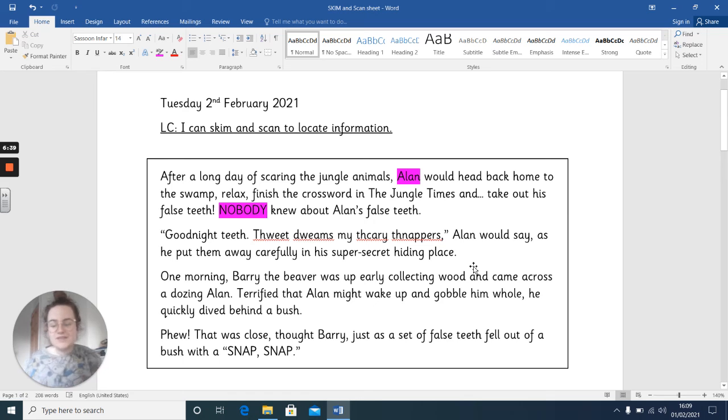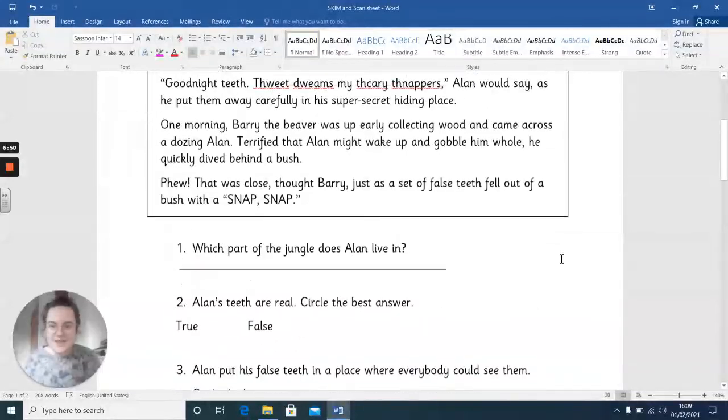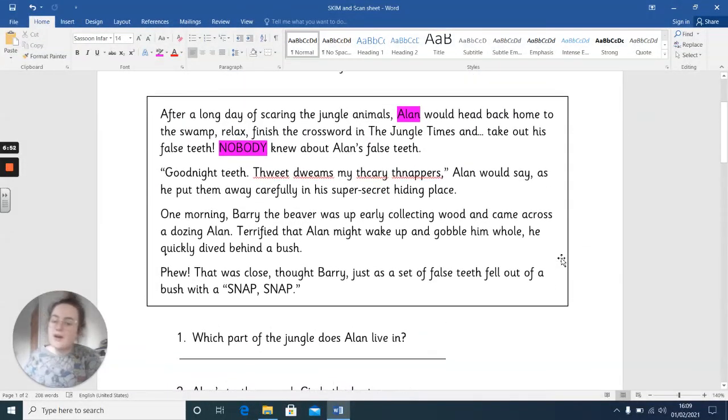Okay, I'm going to give you some more questions, and you're going to have a go at skimming and scanning the text to find the answer. And you can do a bit of highlighting for the evidence you find if you want to. Question number 1 says, which part of the jungle does Alan live in? So you've got to look through that text and find the part of the jungle that Alan lives.